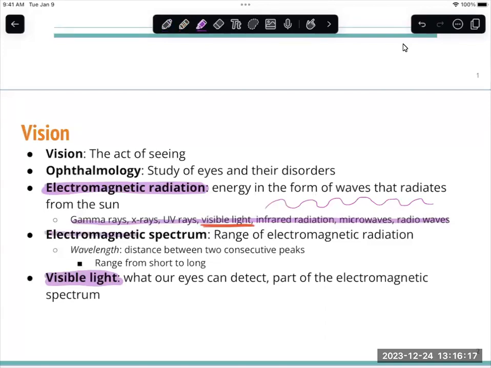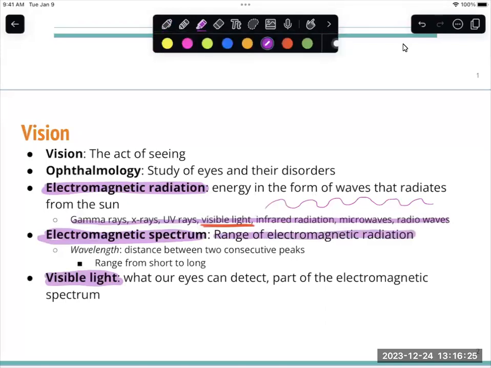The electromagnetic spectrum is the range of this electromagnetic radiation. So that's this wavelength. A wavelength, going into a little bit of physics here, is from one peak to the next peak. So from one to the next, that's one wavelength. They can be very short, they can be very long. We see that visible light, which is a certain wavelength.